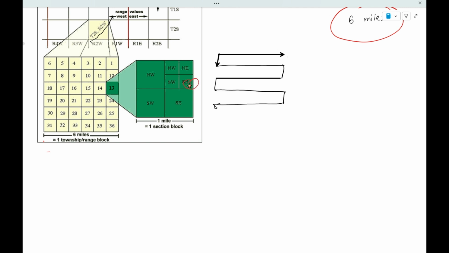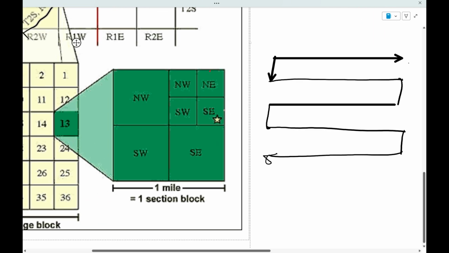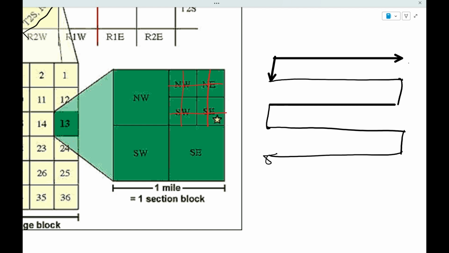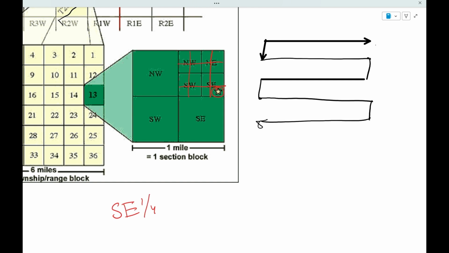Just for the purpose of the test, because it usually shows up on the test, we're going to split this even further one more time, like that. Now you really know that the star is in that southeast corner. So we write southeast 1/4. Now let's take a step out. It's once again in the southeast corner, so it's southeast 1/4 again.